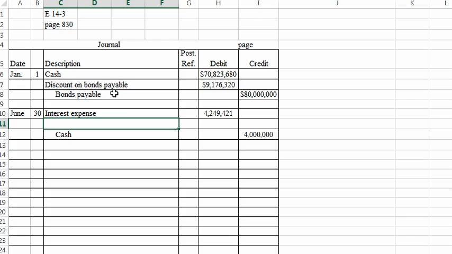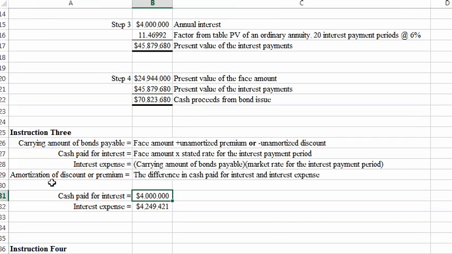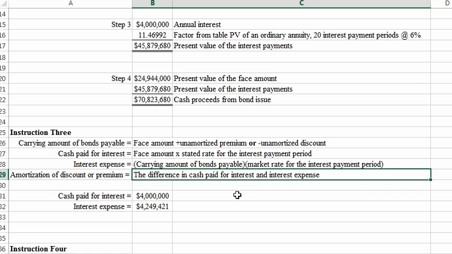The discount went on the books as a debit, it will have to come off the books as a credit. You could have credited cash first. The discount on bonds payable is equal to the difference in these two. The amount of the discount we're going to amortize here, I'll put that in your notes. Amortization of the discount or premium is the difference in cash paid for interest and interest expense.